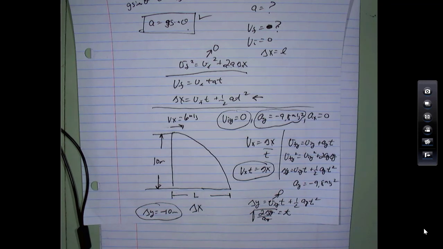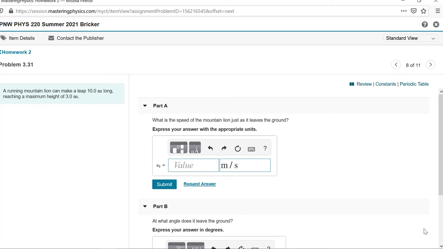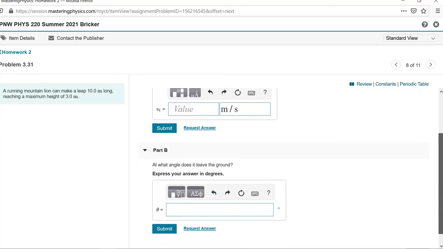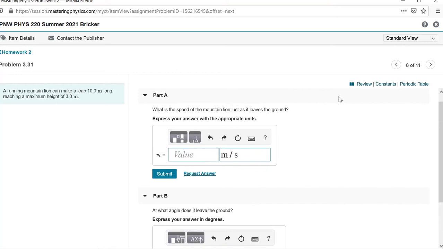Okay, let's look at the next one. A mountain lion can make a leap of 10 meters long, reaching a maximum height of 3 meters. What is the speed of the mountain lion as it leaves the ground, and at what angle does it leave the ground? Okay, good. So this is you leave at one level, come back to the same level. Let's take a look at this.